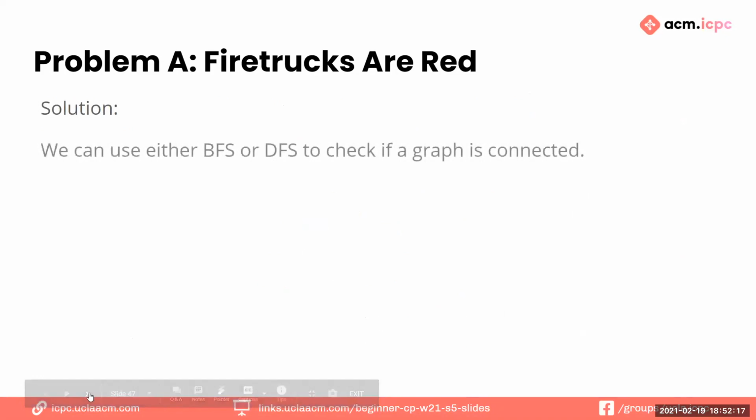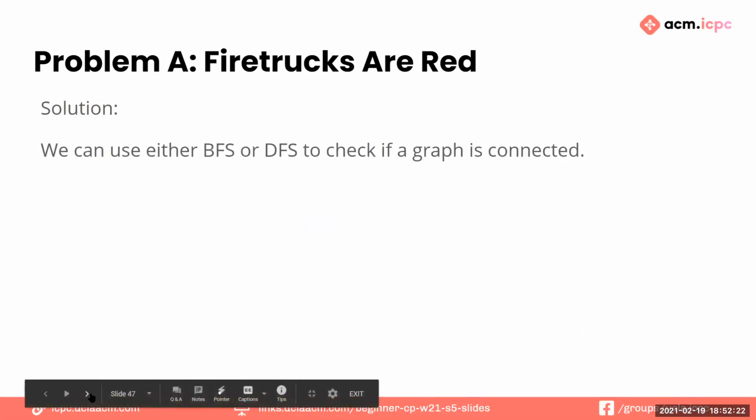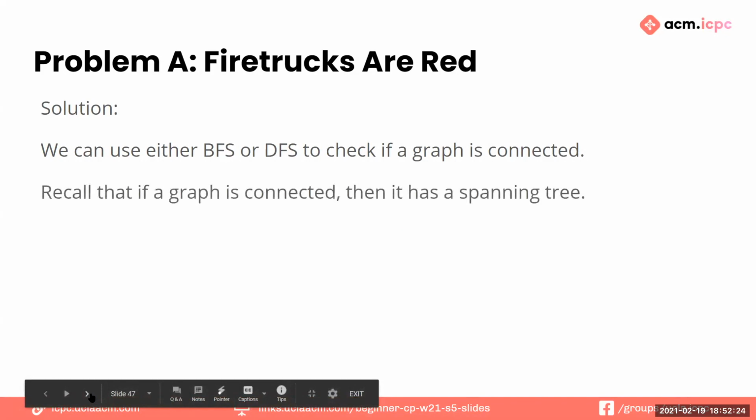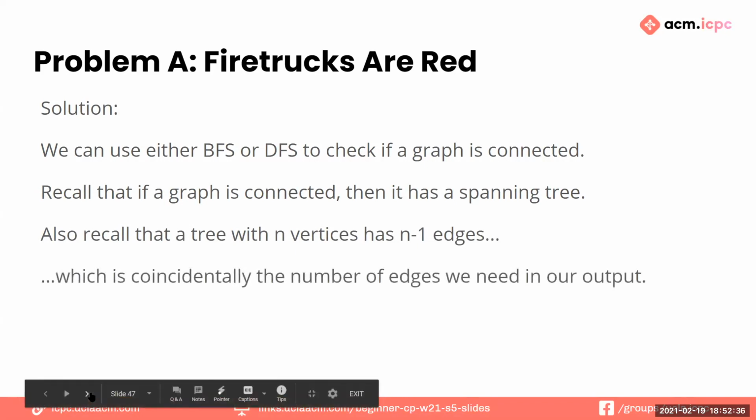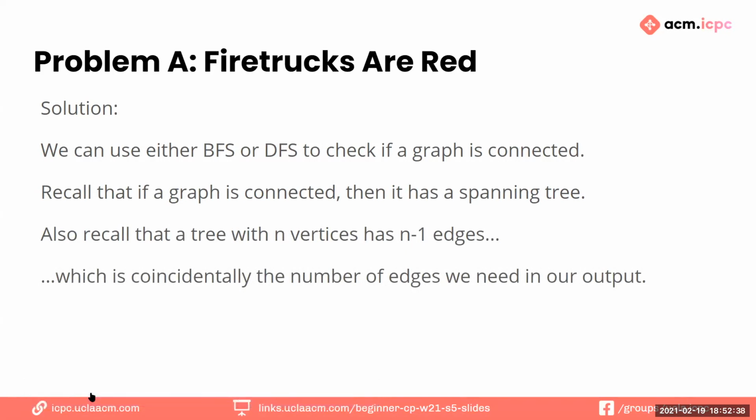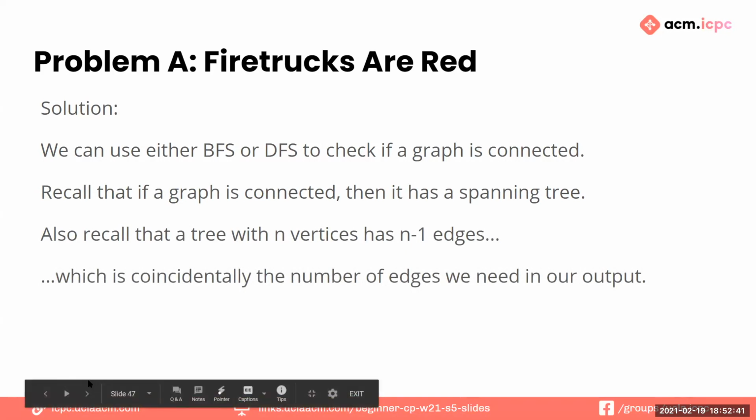Well, we can use either BFS or DFS to check if the graph is connected. And then recall that if a graph is connected, then it has a spanning tree. And also recall that a tree with n vertices has n-1 edges, which is coincidentally the number of edges we need in our output. So if there are n individuals, we're essentially outputting n-1 relations, or in this case, n-1 edges of our graph.